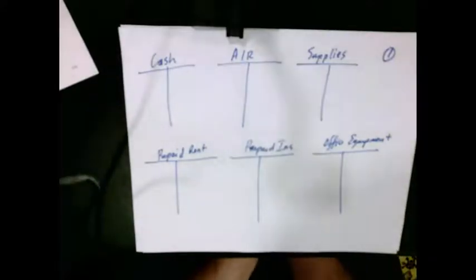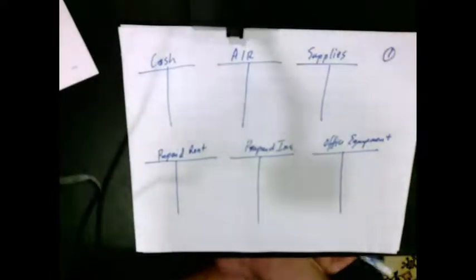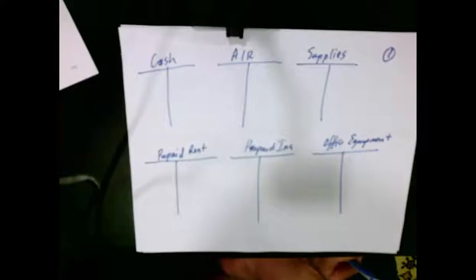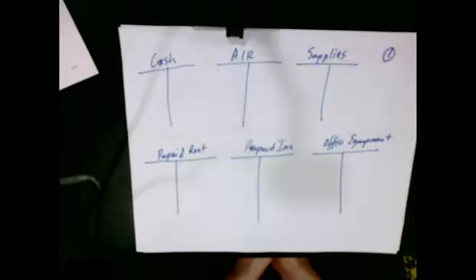The first entry is on July 1st. The following assets were received from Steffi Lopez in exchange for common stock: cash $13,500, accounts receivable $20,800, supplies $3,200, and office equipment $7,500. There were no liabilities received. So this is basically an owner transferring their own assets to the company in consideration for equity.